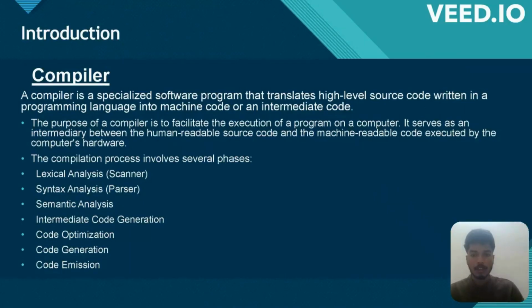What is a compiler? A compiler is a specialized software program that translates high-level source code within a programming language into machine code or an intermediate code. The purpose of a compiler is to facilitate the execution of a program on a computer. It serves as an intermediary between the human-readable source code and the machine-readable code executed by the computer's hardware. The compilation process involves several phases.